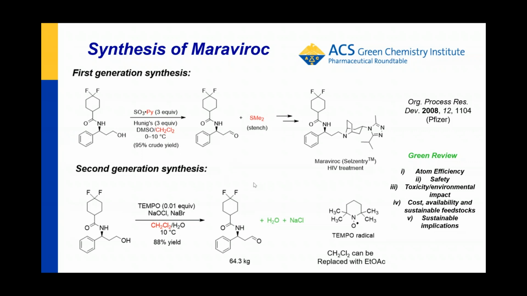As you see then, when you go into a second generation synthesis, we're moving into a TEMPO radical generated oxidation, now using bleach as the stoichiometric oxidant for the transformation. Again, it's not ideal.